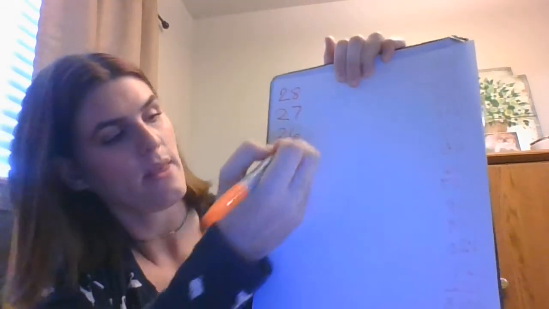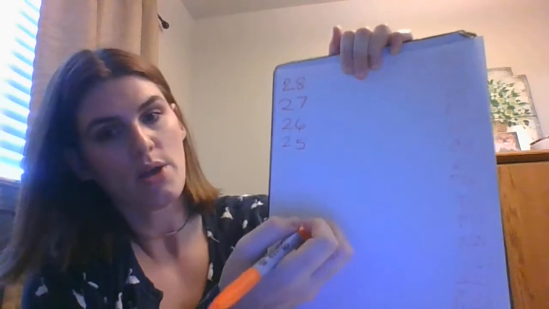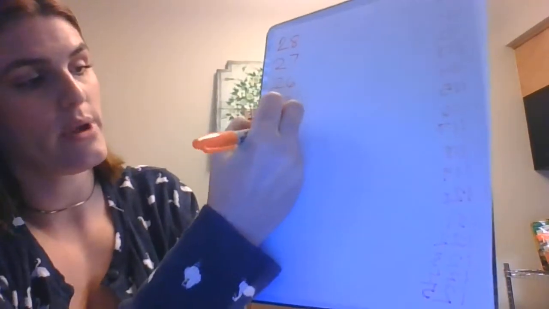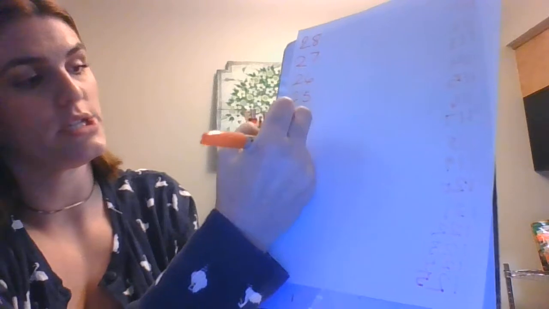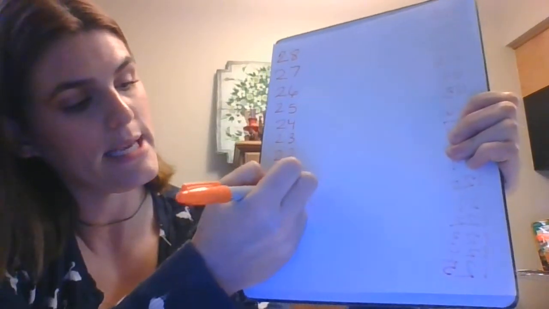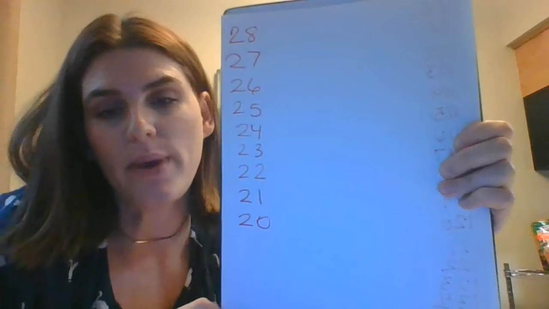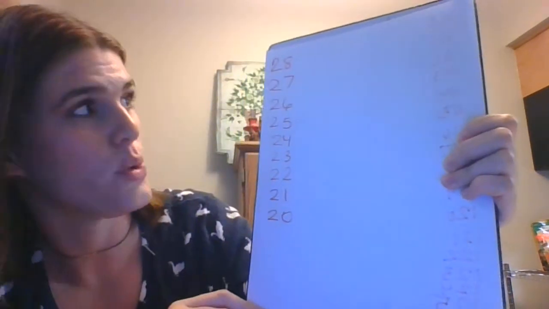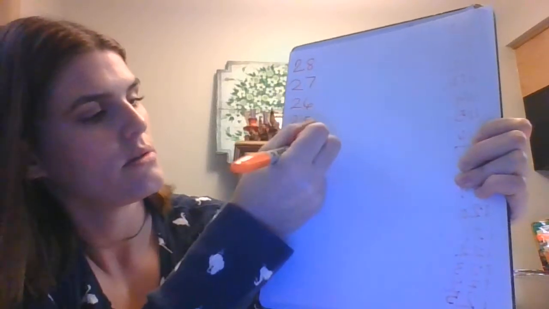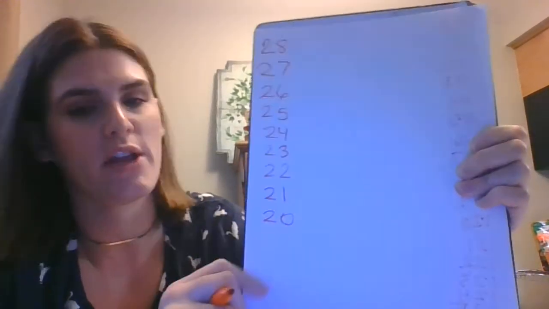27, counting with me, 26, 25, 24, 23, 22, 21, 20. Great job. So we counted backwards from 28 and we got all the way to 20. 28, 27, 26, 25, 24, 23, 22, 21, and then 20.